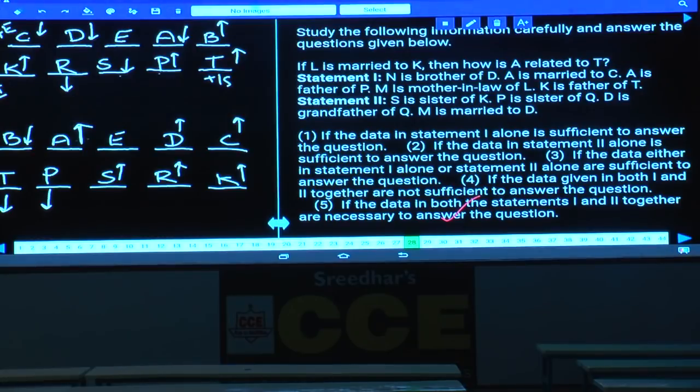Done with this? Now, though we are having two different cases, the answers in both cases are one and the same. Because if you observe here, C, D, E, A, B in this case. Here also C, D, E, A, B. K, R, S, P, T, K, R, S, P, T.